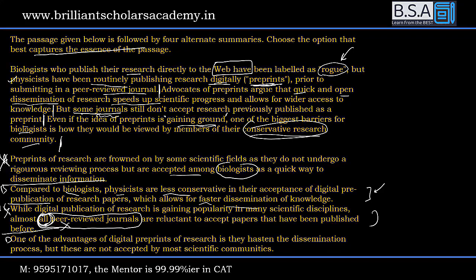D. One of the advantages of digital preprints of research is they hasten the dissemination process. Dissemination of what? They should have written knowledge. You have generalized this too much. But these are not accepted by most scientific communities. Most communities, some communities, some journals, some communities. D is gone. B is the answer, guys.